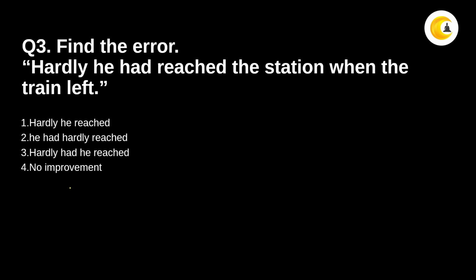Okay. So it says find the error. The statement says that hardly he had reached the station when the train left. So do you understand the overall meaning of the sentence, that the train left just when he reached the station, right? That is the overall meaning. Now, the word hardly is always used in a negative intent, okay? That this was about to happen, but it couldn't, in that kind of intent. Hardly is always used as a negative intent word.